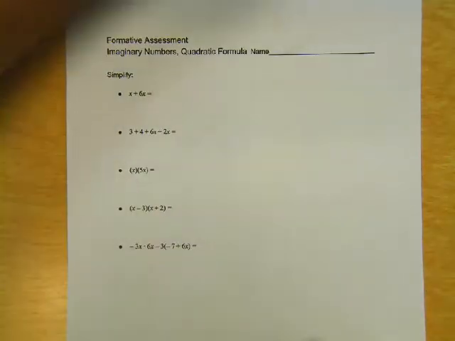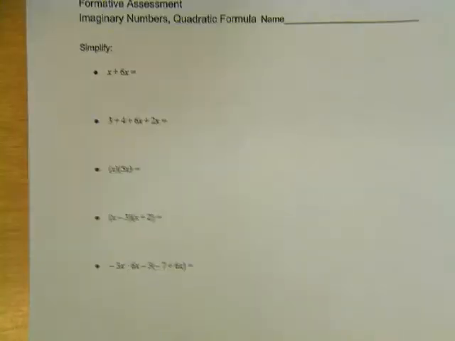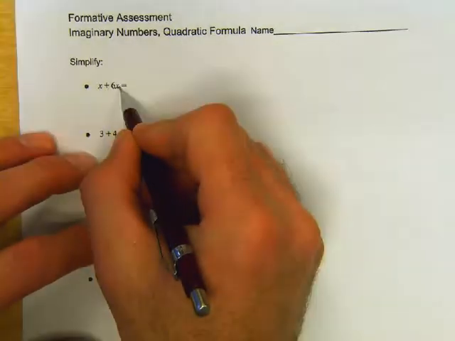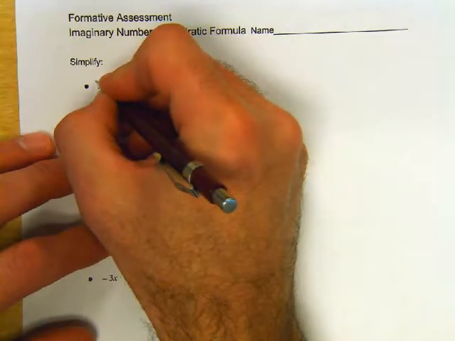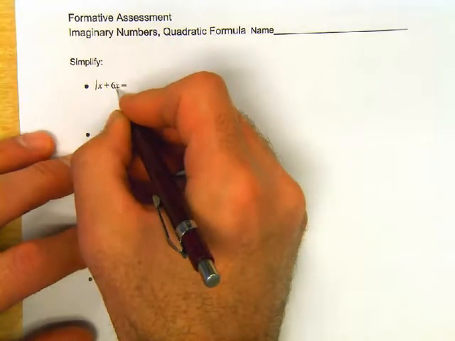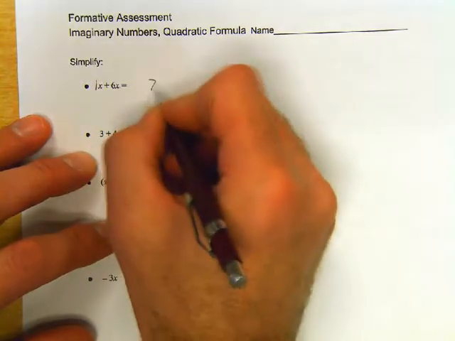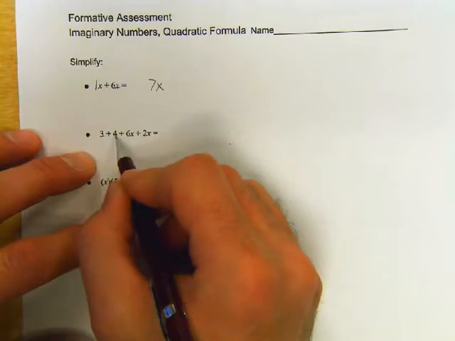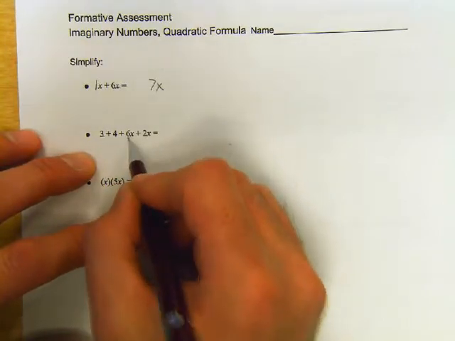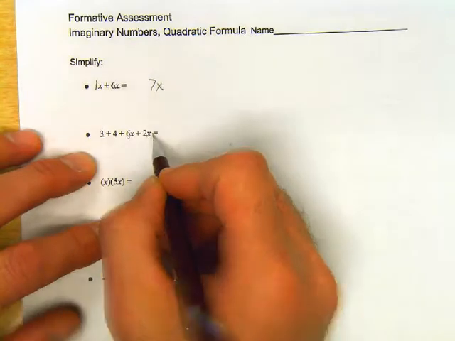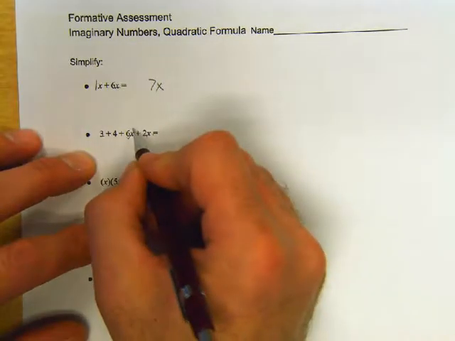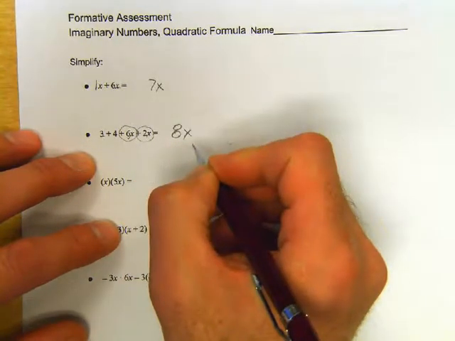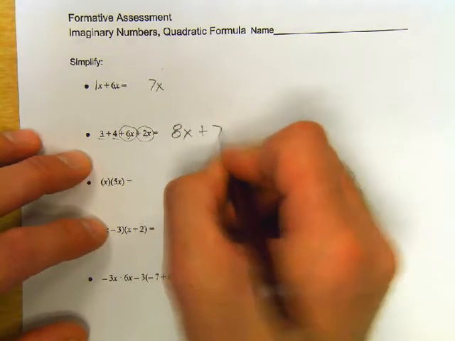Let's just do a little reminder here. x plus 6x. Well, that implies a 1x plus 6x. Don't we just add like terms? 7x. Yep. Okay, now we have constants. We have linear terms. We have to add like terms, right? So let's add the x's first. 6x plus 2x is 8x. 3 plus 4 is 7.